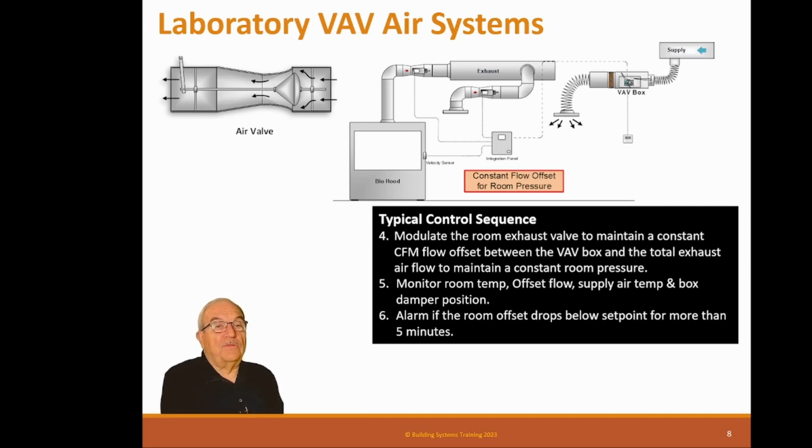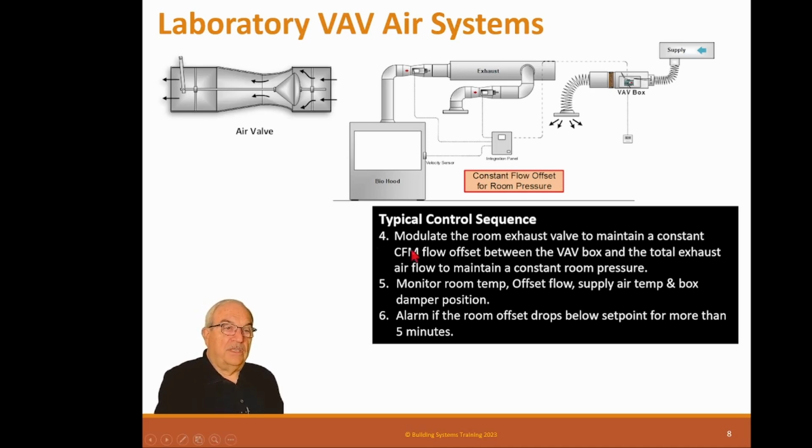Modulate the room exhaust valve to maintain a constant CFM flow offset between the VAV box and the total exhaust airflow to maintain a constant room pressure. Monitor the room temperature, offset flow, supply air temperature, and box damper position. Alarm if the room offset drops below set point for more than 5 minutes.